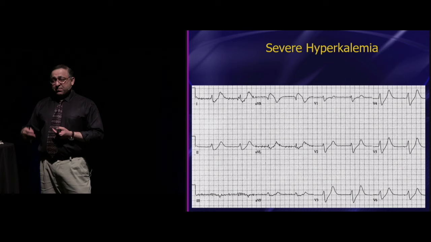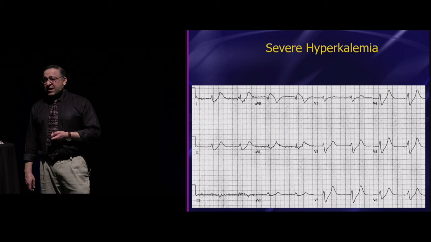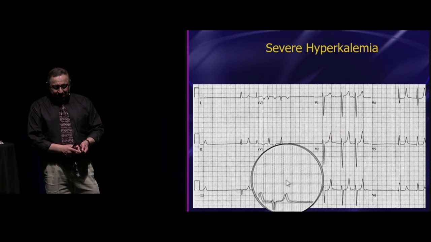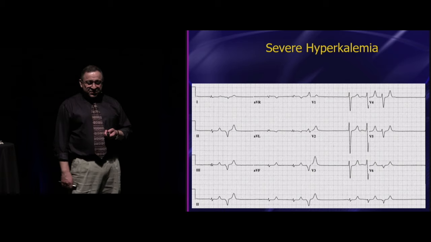Right? These are all classic hyper-K, but this is also classic hyper-K. Take a look at this. Strange pauses, bradycardias, and you've got your peak T waves up here, but bizarre bradycardias and AV blocks in there. Potassium here was in the upper sevens. Here's also another severe hyper-K. Potassium is around 8, strange bradycardias.